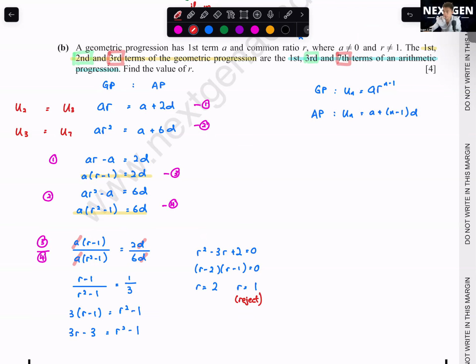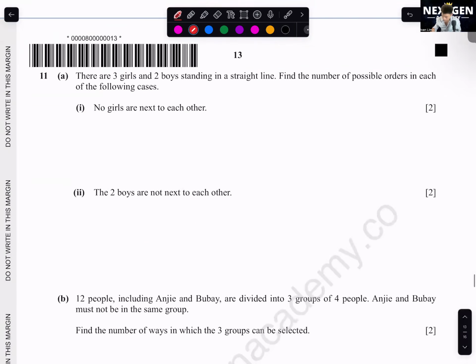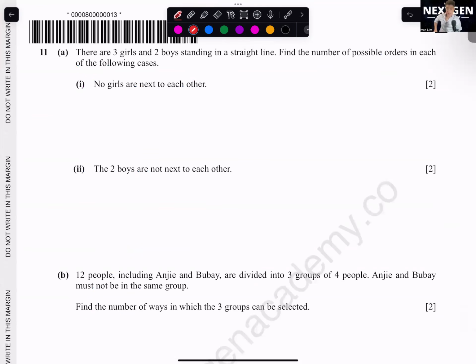Okay, let's go to 11. There are 3 girls and 2 boys standing in a straight line. Find the number of possible orders in each of the following cases. First, no girls are next to each other. How to arrange them? You have 3 girls, so you have 1, 2, 3, 4, 5 persons. We're going to put girl, boy, girl, boy, girl. This is the only possible arrangement.